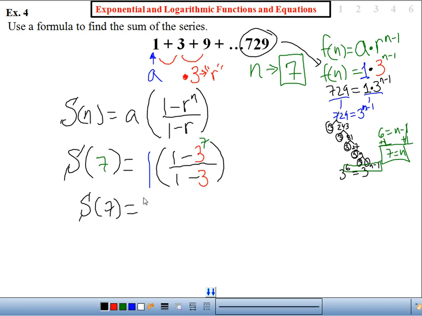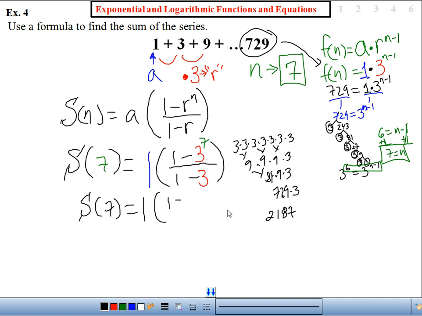S of 7 equals 1 times 1 minus 3 to the 7th. And didn't we do this one already? Yeah, right? So this is the same as 3 times 3 times 3 times 3 times 3 times 3 times 3. 6, 7. So this is 9 times 9 times 3, this is 81 times 9 times 3. This is 729 times 3. So this is 2,187.